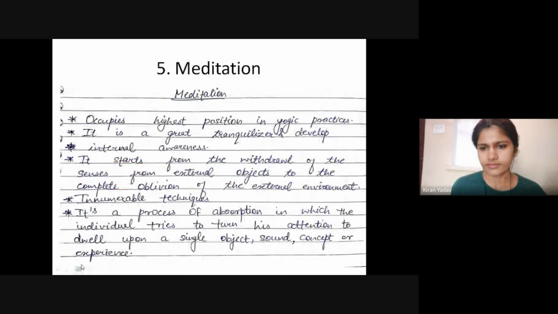Next is meditation. It occupies the highest position in yogic practices. It is a great tranquilizer as it reduces the stress level in our body, and develops internal awareness. It starts from the withdrawal of the senses from external objects to the complete oblivion of the external environment. It means that when we do meditation, we completely withdraw ourselves from our external environment, from distractions, from external stimuli, and we are just focused within ourselves.